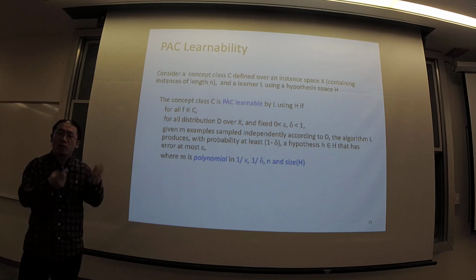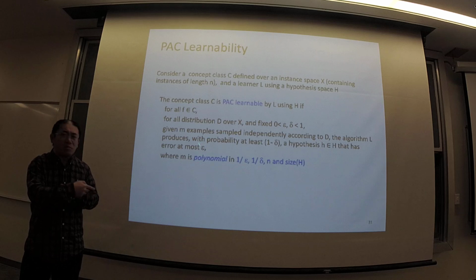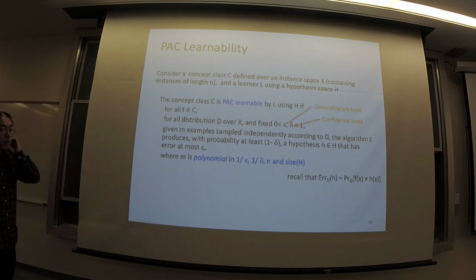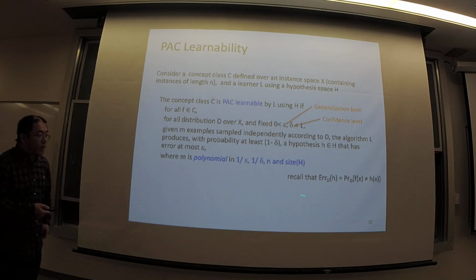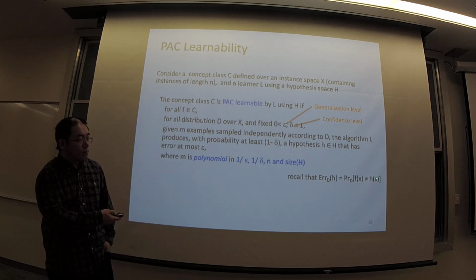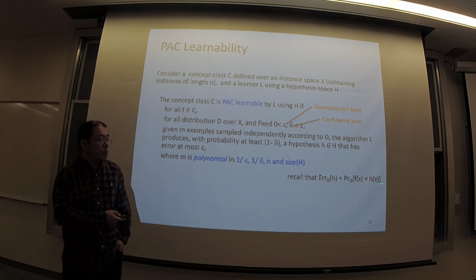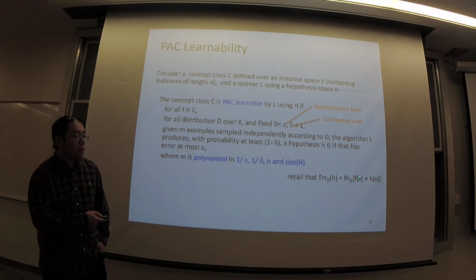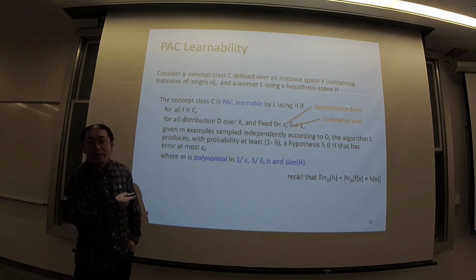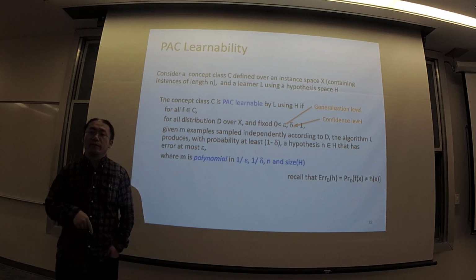This is the whole idea. But of course, if you need to express everything accurately, you have to use such sentences. Again, true error is defined as the probability that the prediction made by a learned hypothesis is different from the true label under the stated distribution. Epsilon indicates the generalization error level, and delta represents the confidence level.